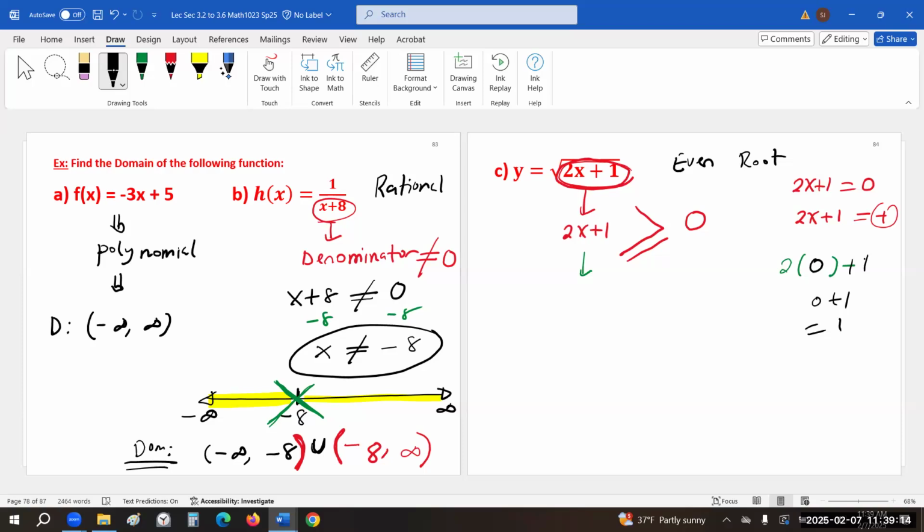How about, can you plug in negative 0.2? So x is negative 0.2. Our y becomes 2 times negative 0.2 plus 1. Do you know what is 2 times negative 0.2? It's negative 0.4. Now, which one is bigger, 1 or negative 0.4? That means we can subtract 0.4 from 1 and we get something positive. See, we can plug in a negative number.